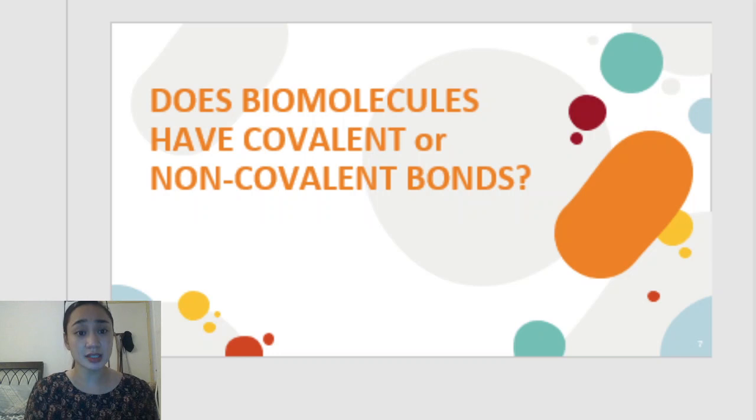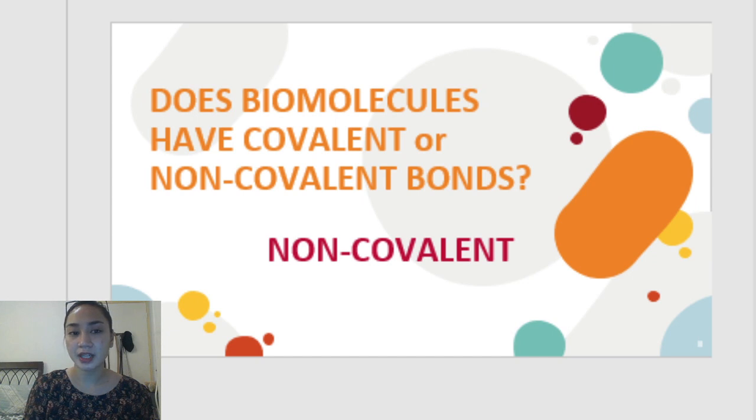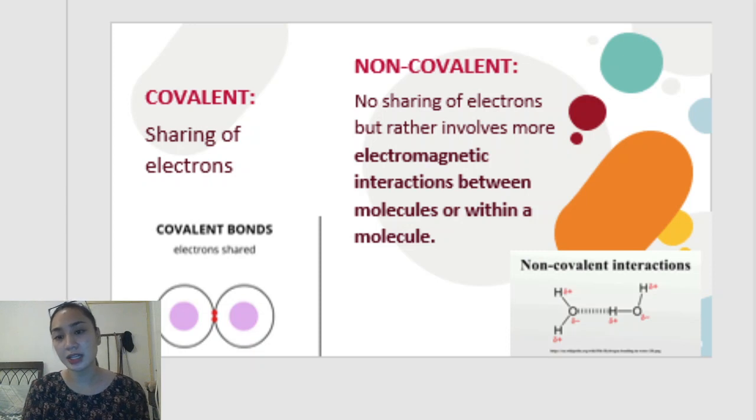So, the question is, does biomolecules have covalent or non-covalent bonds? Ano bang pagkakaiba ng dalawa, no? Tandaan nyo pa ba? They are mostly non-covalent bonds. So, anong difference ng dalawa? Yung covalent bonds natin, there is a sharing of electrons. Kung natatandaan nyo before, ito yung isang atom. So, this is a hydrogen, no? And then, meron tayong isa pang hydrogen atom dito. Yung valence electrons nila, they are shared. Kung mapansin nyo, ganyan, no?